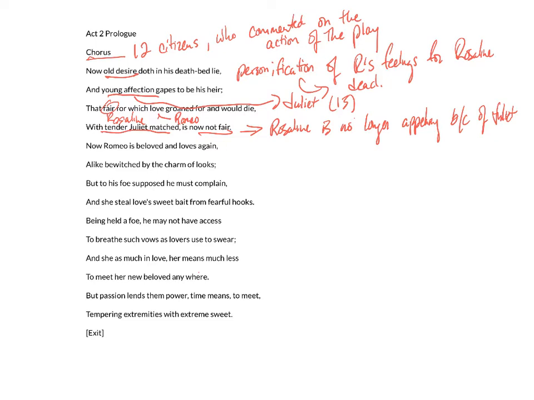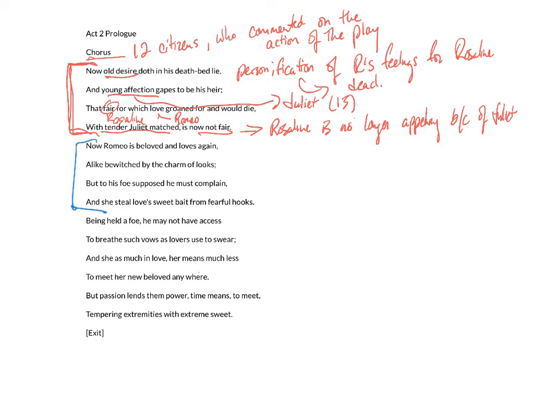So now, all right, in the next stanza, so this is our first stanza, basically saying all the affection for Rosaline is gone, and it's now transferred to Juliet. Now Romeo is beloved and loved and loves again. Alike bewitched by the charm of looks. But to his supposed foe he must complain, and she still loves bait from fearful hooks.